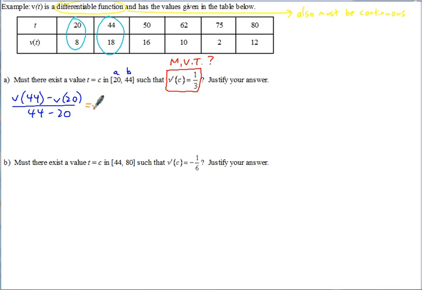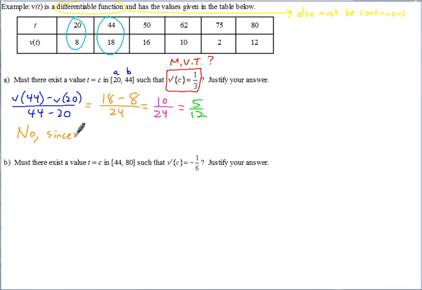So v of 44 is 18. v of 20, using the table, is 8. Over 44 minus 20 is 24. 18 minus 8 gives you 10. Over 24 reduces to 5/12, which is not 1/3. So if this was 5/12, then your answer would be yes. It does have to equal 5/12, but it's not, it's 1/3. So your answer here would be no.